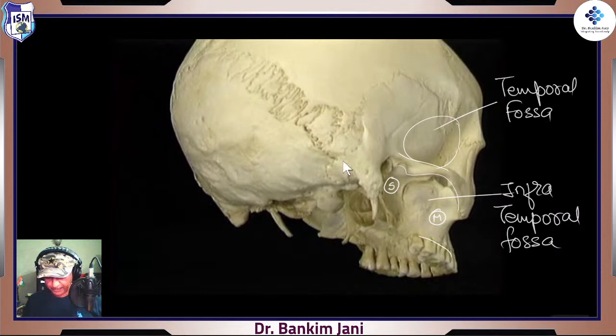Let's see. See over here, right? That's the maxilla. And this one is the zygomatic. If we remove this arch, we'll be able to see what is behind. We can do that. But meantime, if this is the temporal fossa and this is the infratemporal fossa, then in the infratemporal fossa there is something interesting.